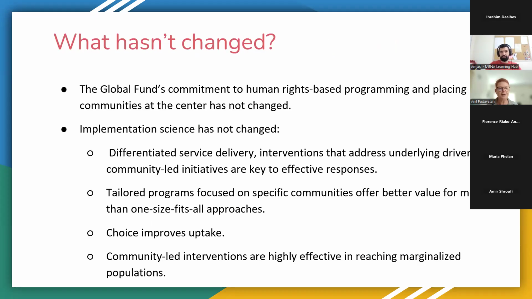So following that, let's have a quick look at what hasn't changed, because that's also very important. What has not changed is the Global Fund's policies and strategies, including the commitment to human rights-based programming and placing communities at the center. And another thing that has not changed is the implementation science, because we might have less funding, but we have decades of very rich data that shows us what works and what doesn't work.